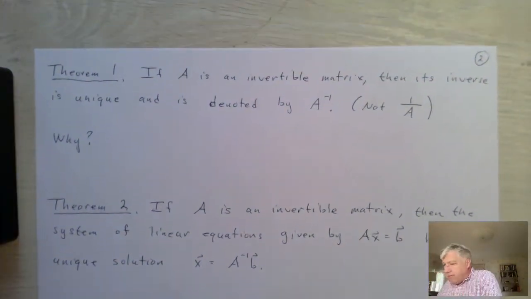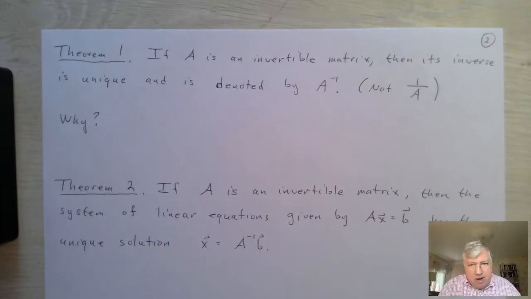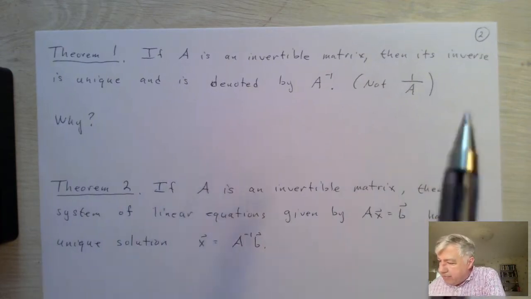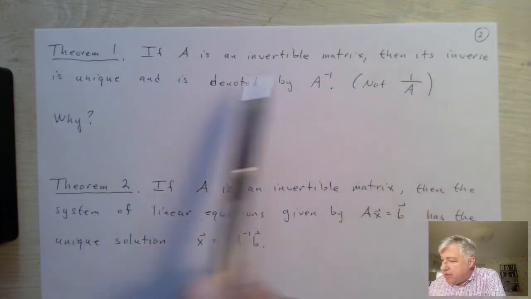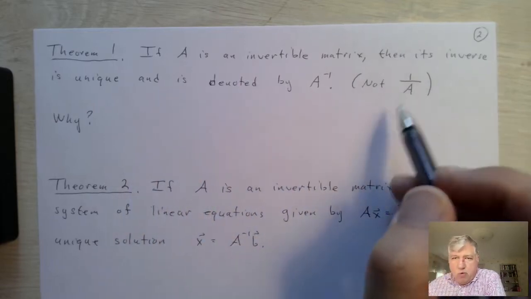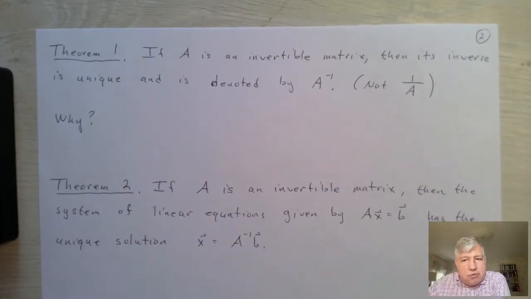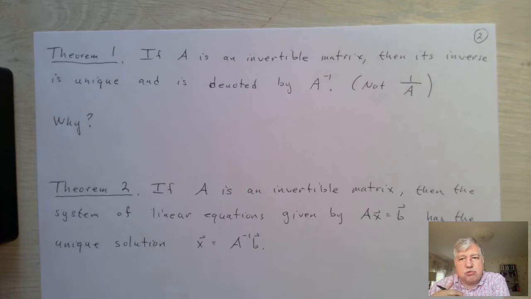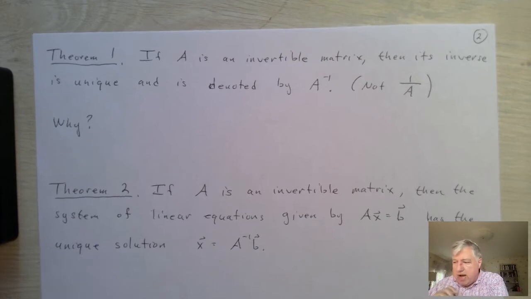All right. So next, we have a few theorems we want to go over. So we've been talking about the inverse of a matrix. Why can we say the inverse? Why is the inverse unique? Well, we're going to talk about that right now. So if A is an invertible matrix, then its inverse is unique, and we denote it by A inverse. We do not use fractions when we're talking about matrices. In general, it's kind of bad notation to talk about dividing by a matrix. Instead, we multiply by its inverse if it exists.